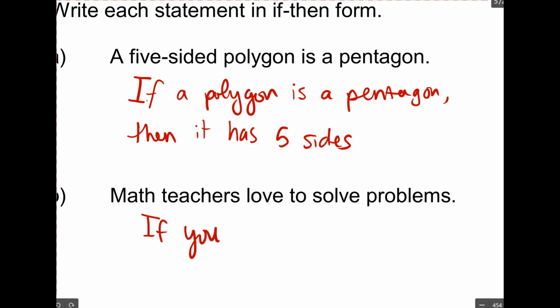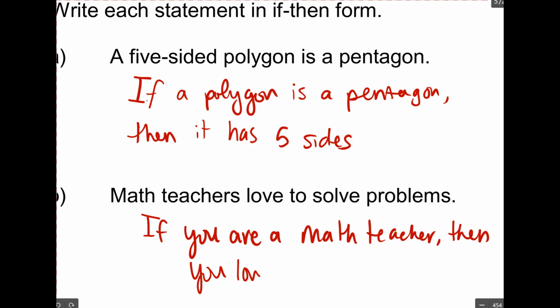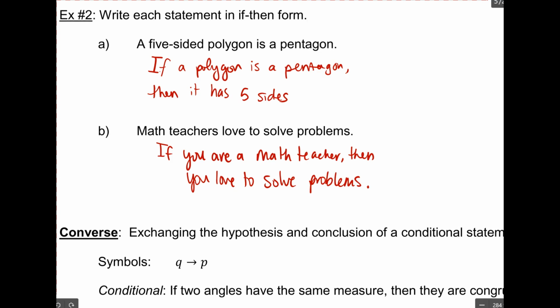If you are a math teacher, what's our conclusion? Then you love to solve problems. Perfect. All right. The first one, can you also say if the polygon is 5 sided, then it is a pentagon? Yep, that would be fine as well.